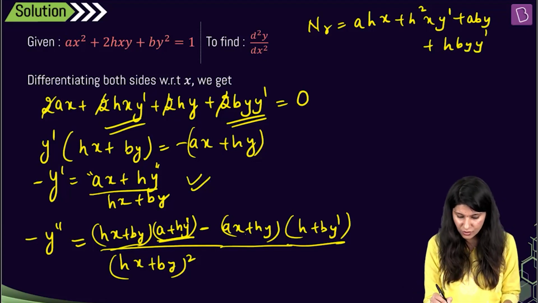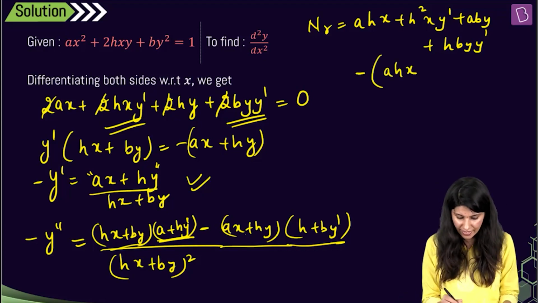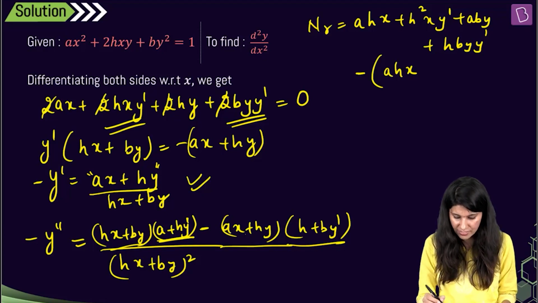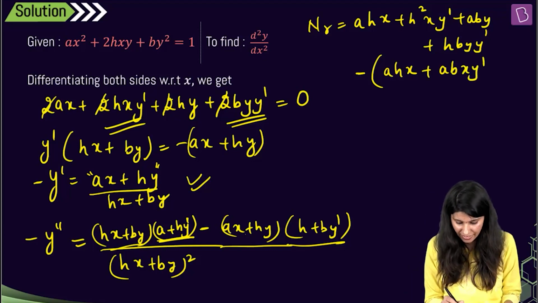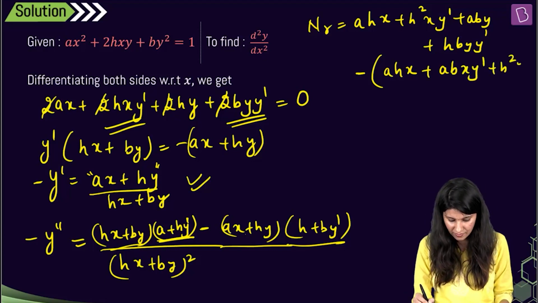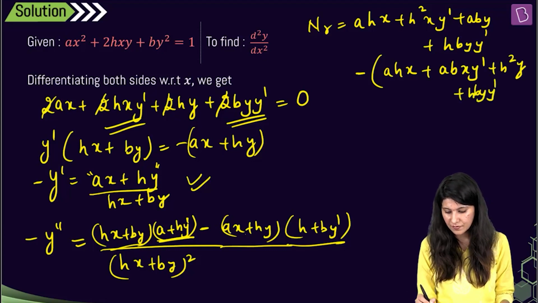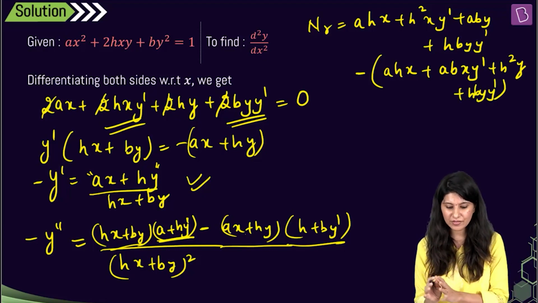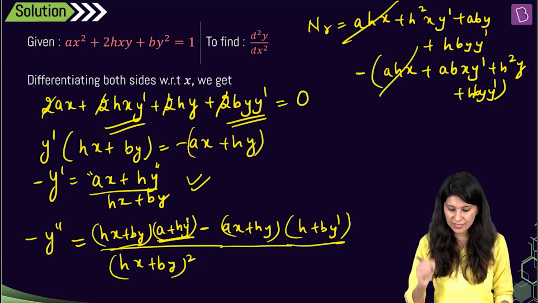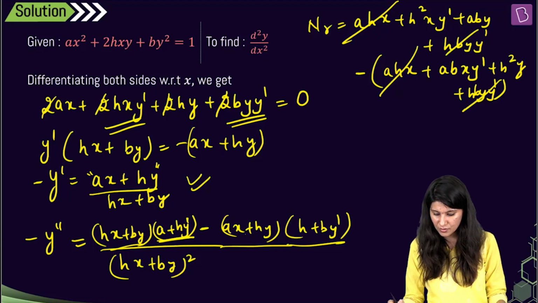Let's talk about the rest too. So minus of ahx, right? And then I have abxy dash. Then next term I'll be having h square y. And then hbyy dash. Right? These are the 8 terms. 4 are in positive sign, 4 are with negative sign. ahx gone. hbyy dash is also gone.